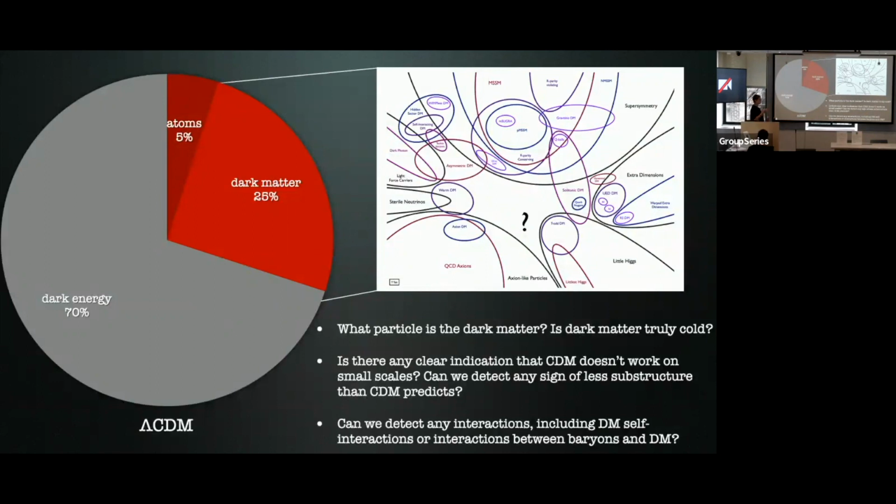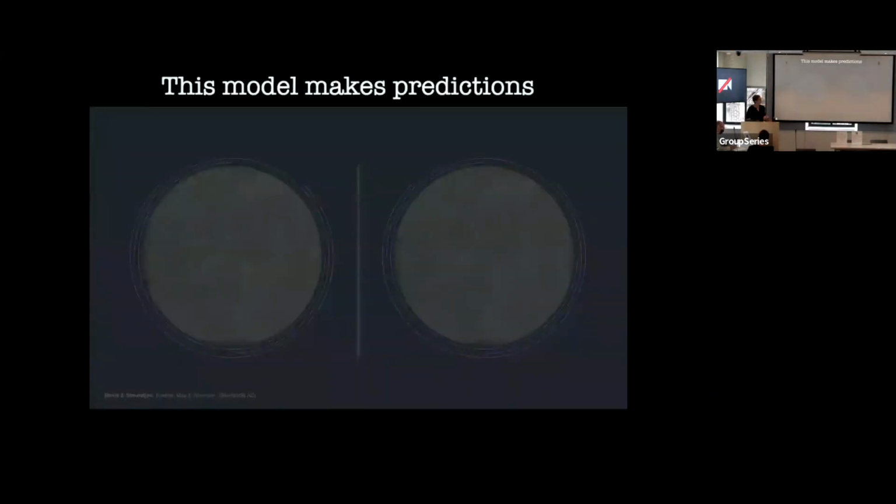So we want to understand what particle it is. Is it truly cold? And in the more structure formation flavor of that question, we want to understand, is there any indication that cold dark matter doesn't work on small scales? Can we detect any sign of less or even potentially of more substructure than we would predict from cold dark matter? Or can we detect any interactions between dark matter and anything else, including self-interactions or interactions between baryons and dark matter?